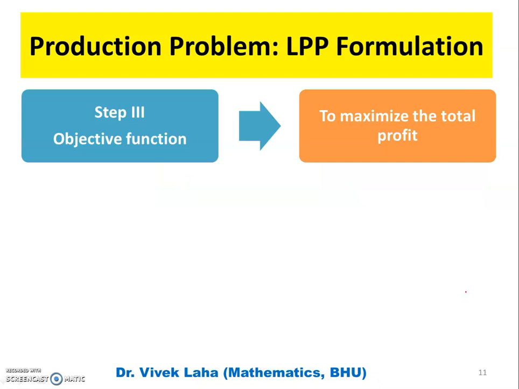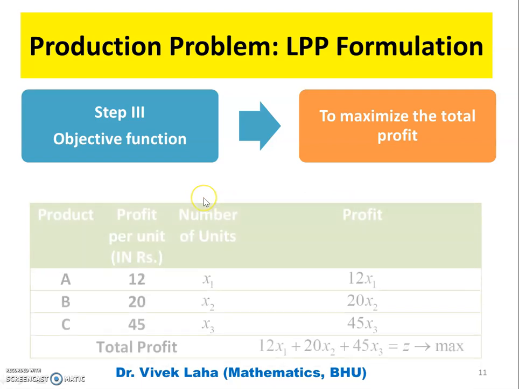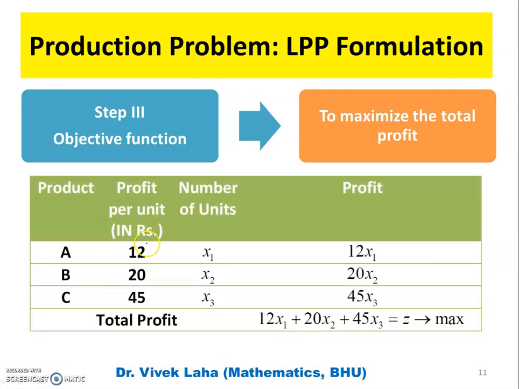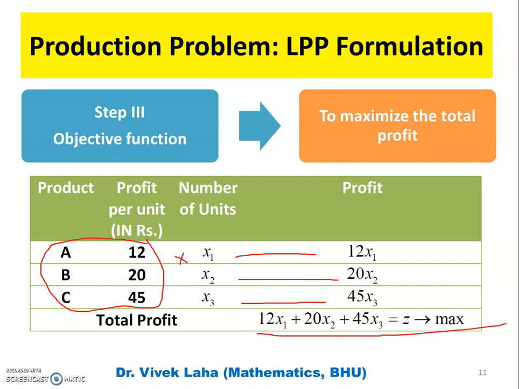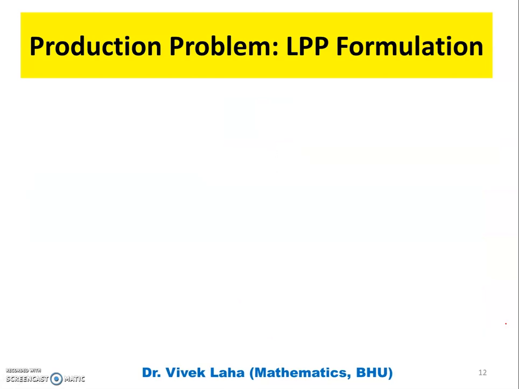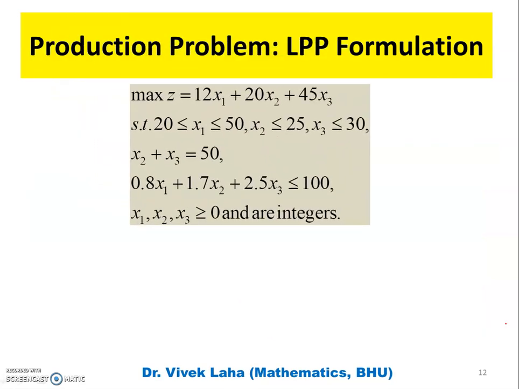Step 3 is to identify the objective function, and it is to maximize the total profit. The profit is given here, and if we multiply it with our variables, it will be 12x1, 20x2, and 45x3. So the total profit is 12x1 + 20x2 + 45x3, and we have to maximize this profit. If you combine all the functions together, it will give you the maximization of Z.